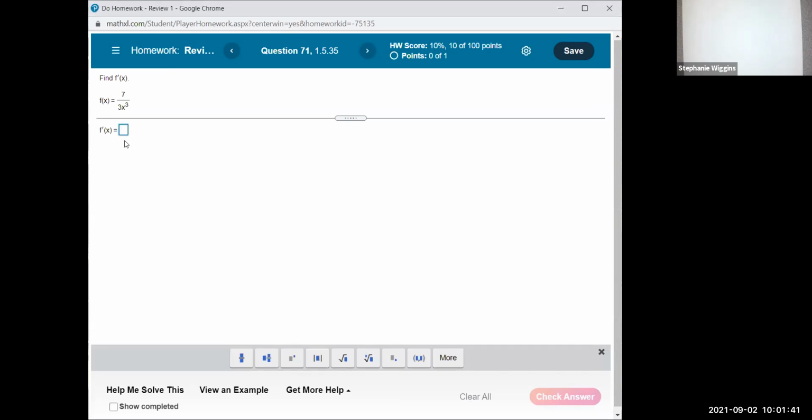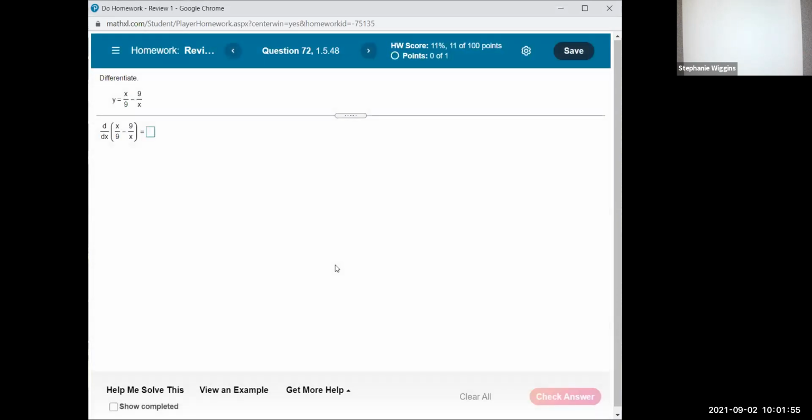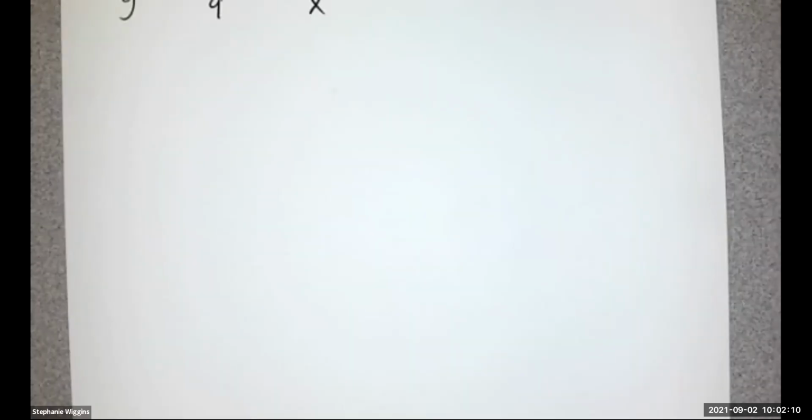So this is, what did I say it was? Negative 7 times x to the negative 4. Okay. This one always throws people off, so let me work through this one. I think there might even be a problem like this on the test. I'm not sure, but I have been known to put this on the test, so I'll go through it.